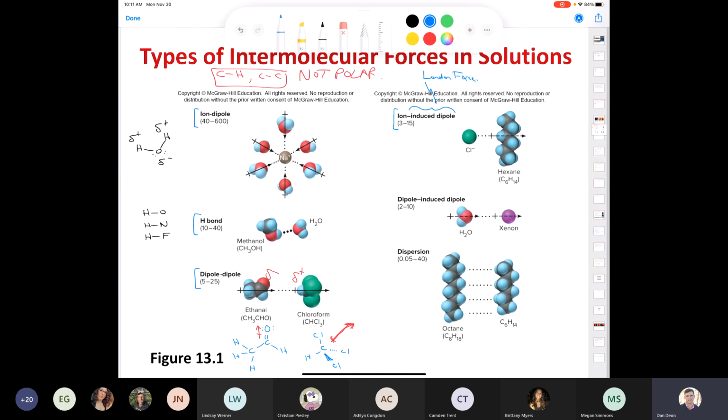Here we have an ion, a chloride, for example, which has a permanent charge, doesn't it? Well, here it's showing it interacting with hexane. Now, you can see the numbers are getting lower here, and the solubility is going to be more limited here because there isn't a permanent dipole in hexane, right? It only has London forces.